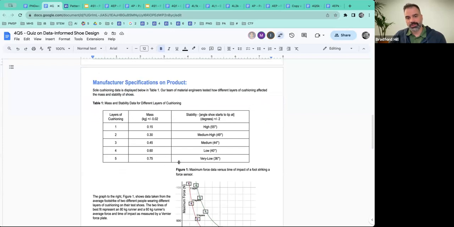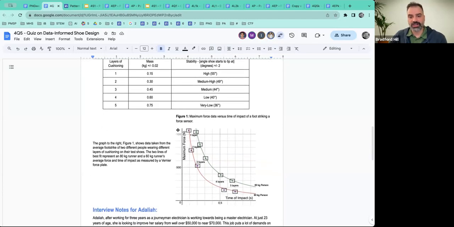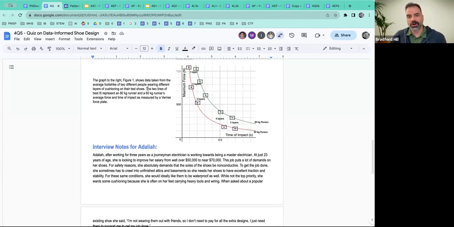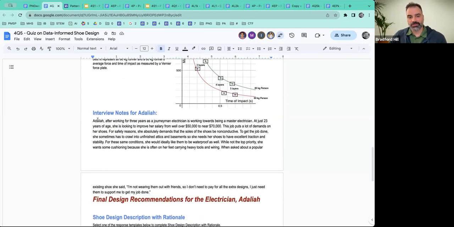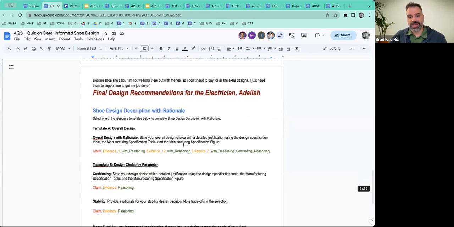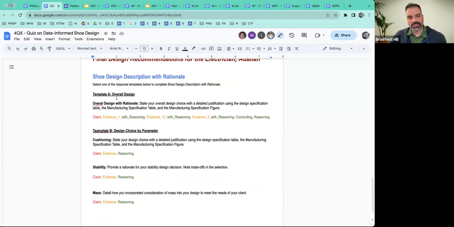They have a table on the manufacturing around cushioning and mass and stability and the trade-offs there. And then they also have a graph of some impact data about what it's like when that foot strike hits the ground. And then they got some interview notes about Adalia. And after that, they just got a very simple structure here, and they can decide actually which of these to use, but they got to write out their data informed design.